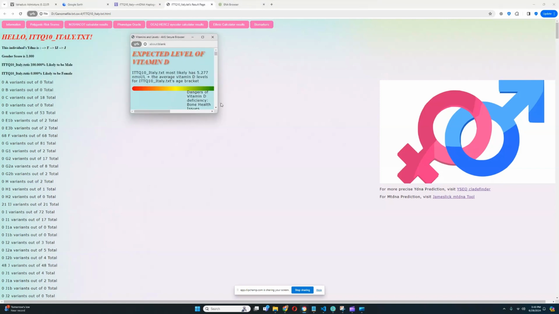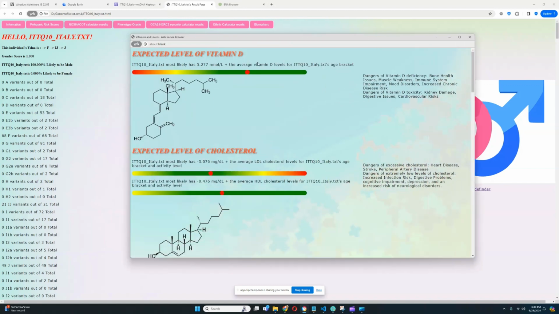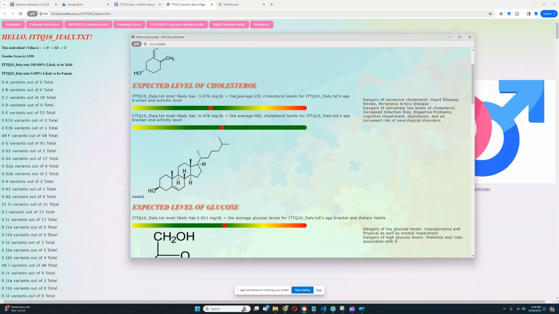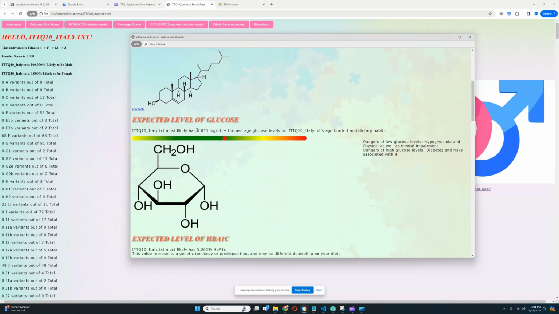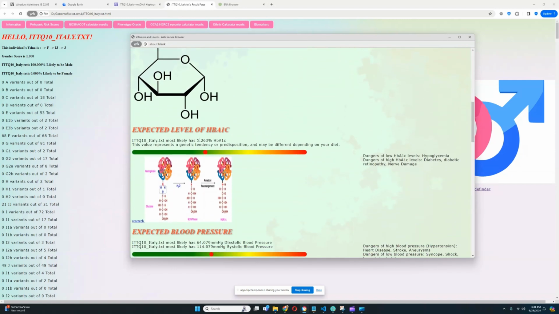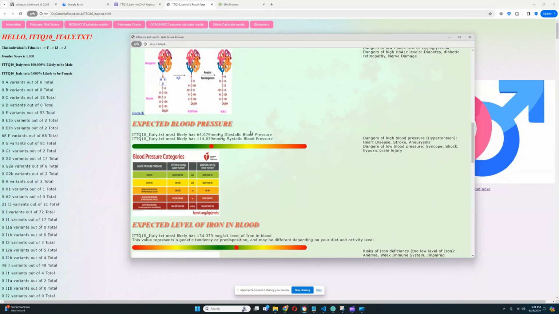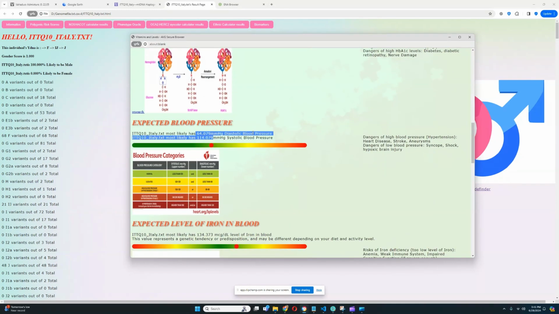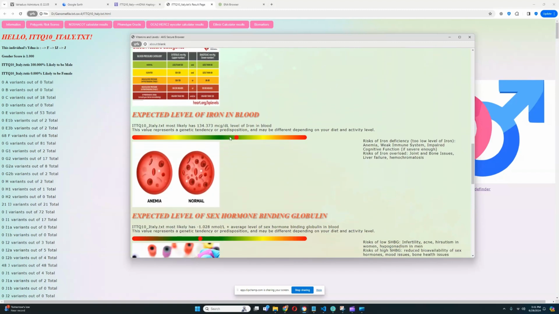Let's look at the biomarkers panel. So for the biomarkers panel, he's got a predisposition to higher levels of vitamin D, which is good. A lower level of LDL cholesterol, which is really good. A lower level of HDL cholesterol, which is okay. Typically, you want to have higher level of HDL and lower level of LDL. So this significantly lower level of LDL cholesterol is really good to see. He's got a slightly higher level of glucose, which is okay. Slightly higher level of hemoglobin, which is okay. Lower blood pressure, which is really good to see. So definitely predisposed to lower blood pressure.